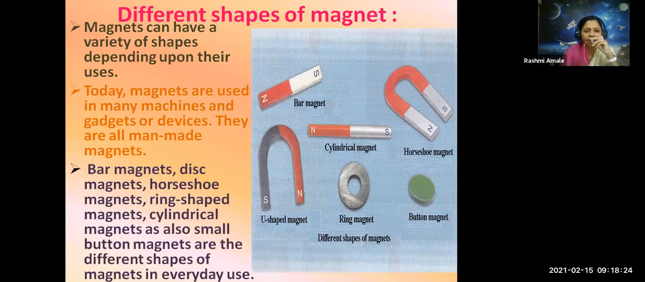Bar magnet, disc magnets, horseshoe magnets, ring-shaped magnets, cylindrical magnets, as also small button magnets are the different shapes of magnets in everyday use. So you should know the different shapes of magnet. Question can be asked to you, name the different shapes of magnet. Alright.